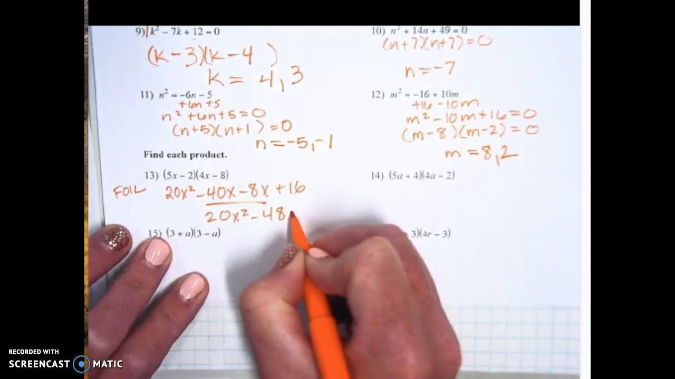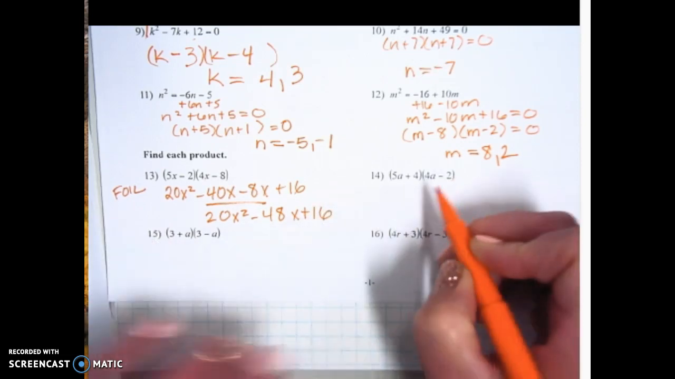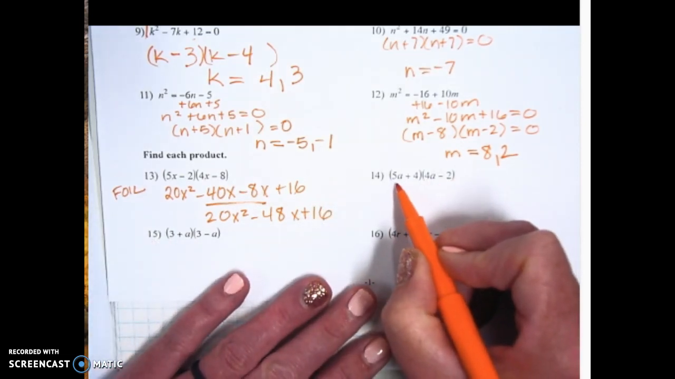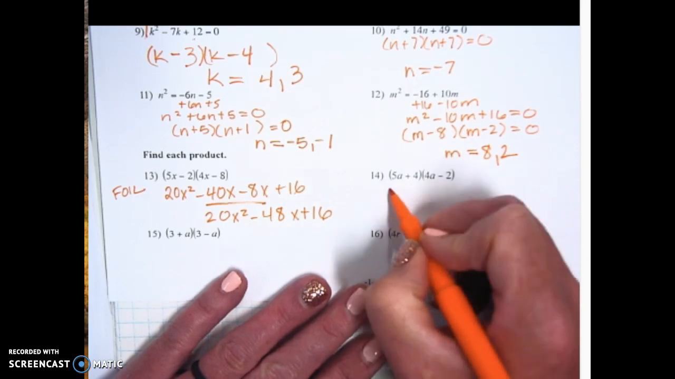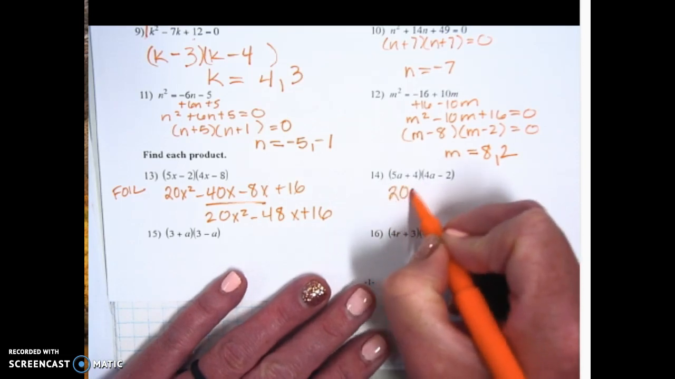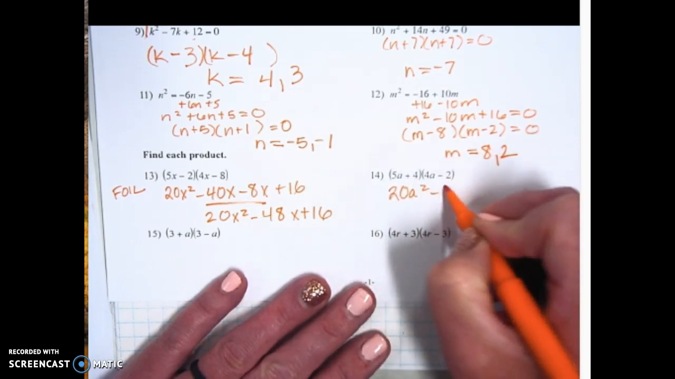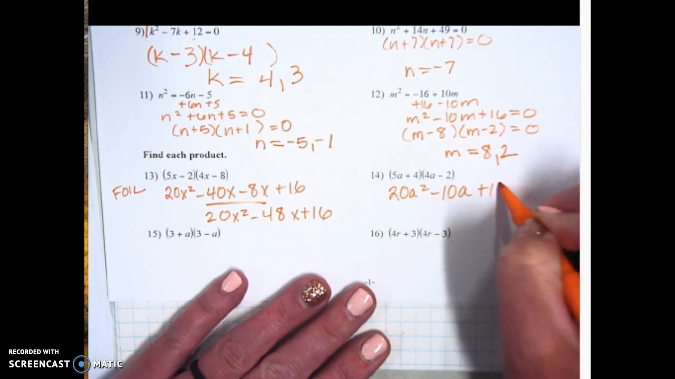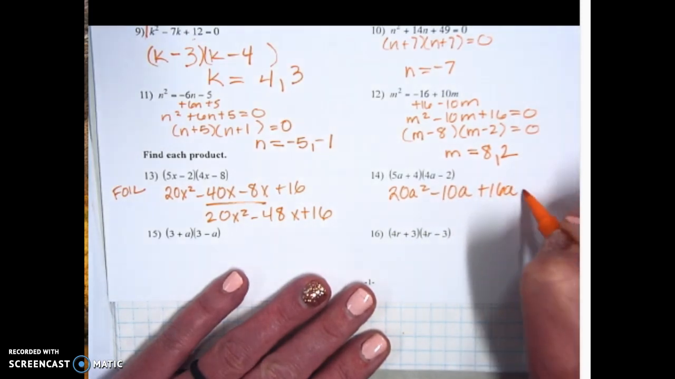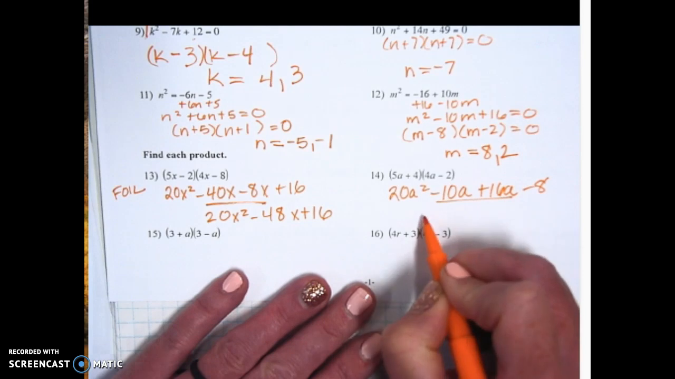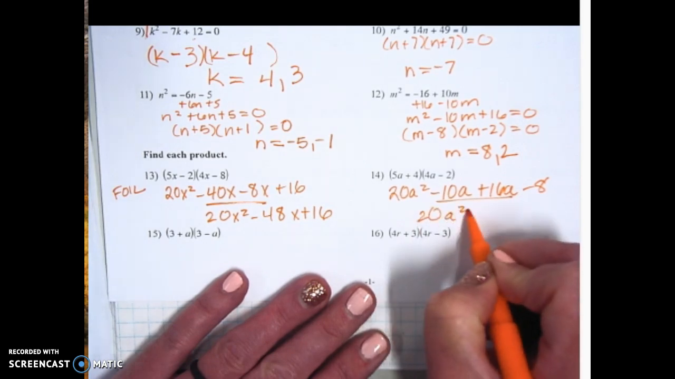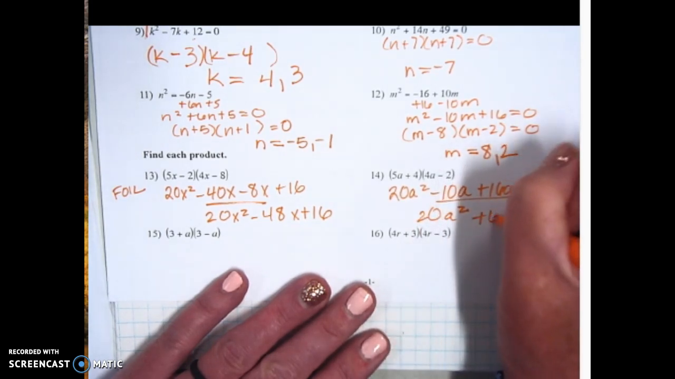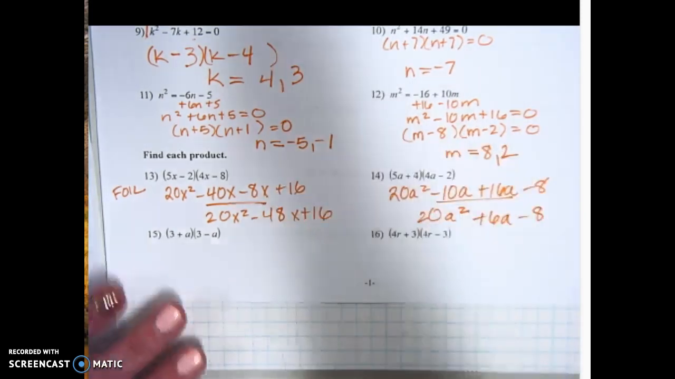Combine these two, so we get 20x squared minus 48x plus 16. I'm going to FOIL this one as well. First is 20a squared. Outside is negative 10a. Inside is 16a. And last is negative 8. Combine these two. So the answer is 20a squared plus 6a minus 8.